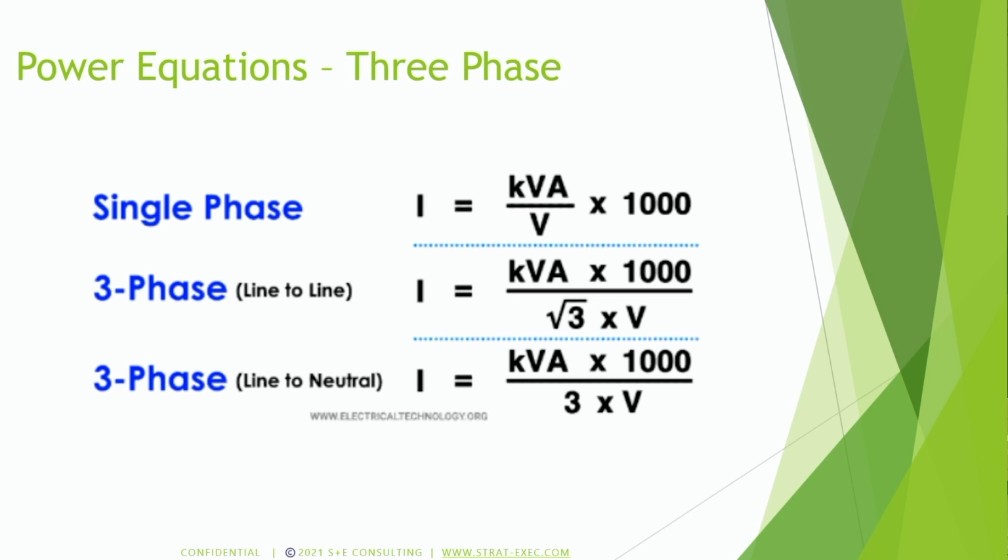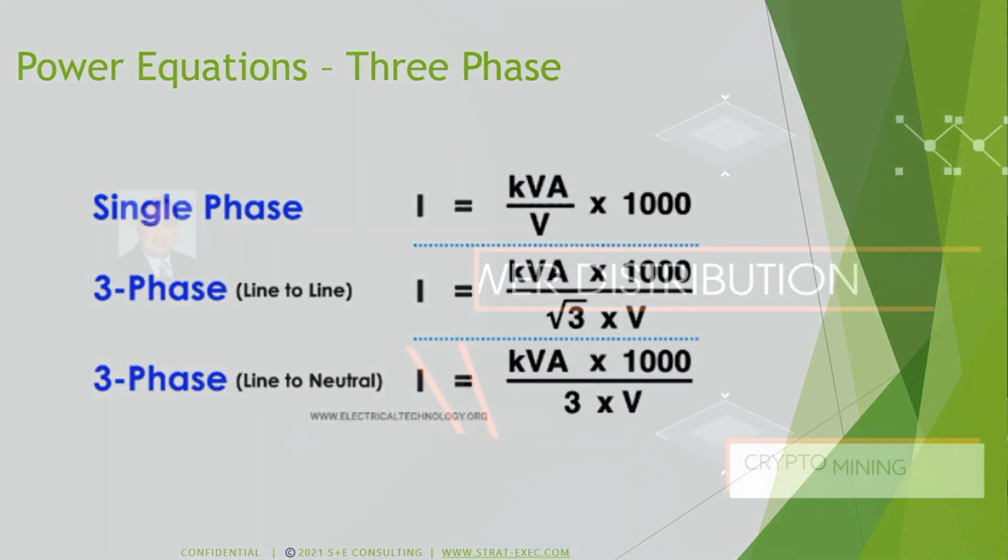Power equals current times voltage. If you get that far, it gets a little more interesting in the three-phase world. Funny enough, it's the square root of 3. It's the magic number. It's 1.73. It finds its way into everything.